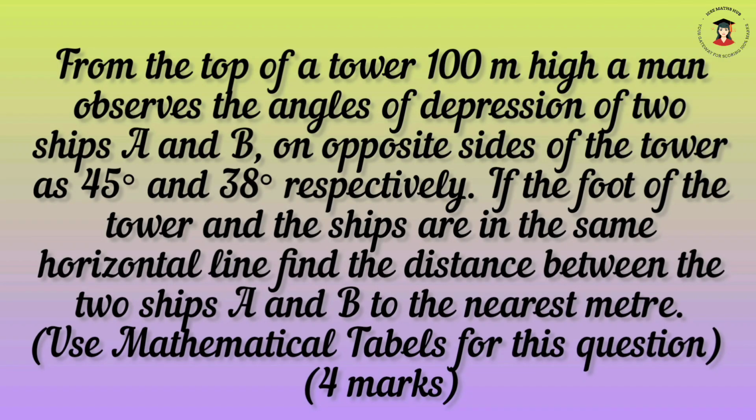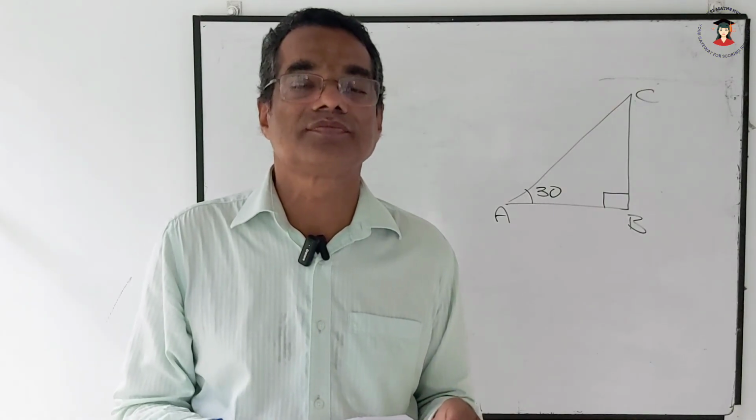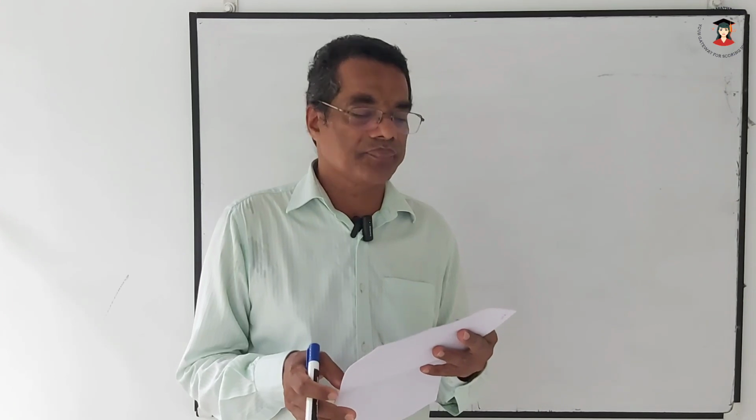From the top of a tower 100 meter high, a man observes the angles of depression of two ships, A and B, on the opposite sides of the tower as 45 degree and 38 degree respectively. If the foot of the tower and the ships are in the same horizontal line, find the distance between the two ships, A and B, to the nearest meter. Use trigonometrical tables for this question. This question has 4 marks. So we will read the question once again.